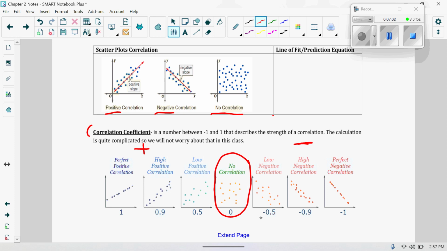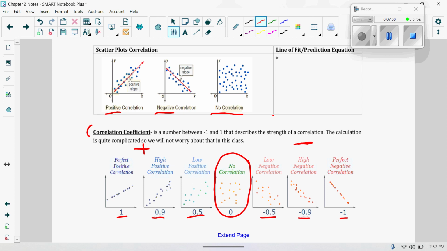These numbers at the bottom are our correlation coefficients. So perfect correlation will have either 1 or -1. High correlation, so really close together dots, will have 0.9 or -0.9. And low correlation will have either 0.5 or -0.5. So we'll use that a little bit in a second, but let's break down a way to find a prediction equation first.